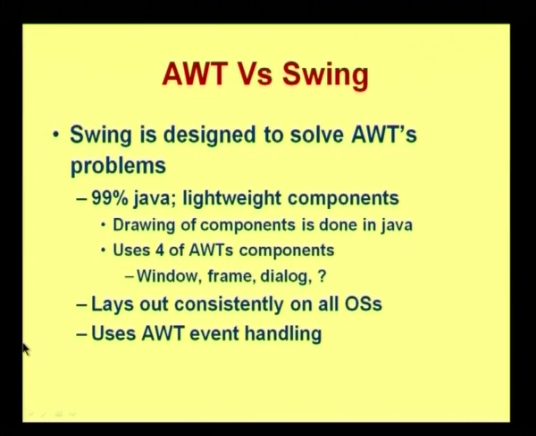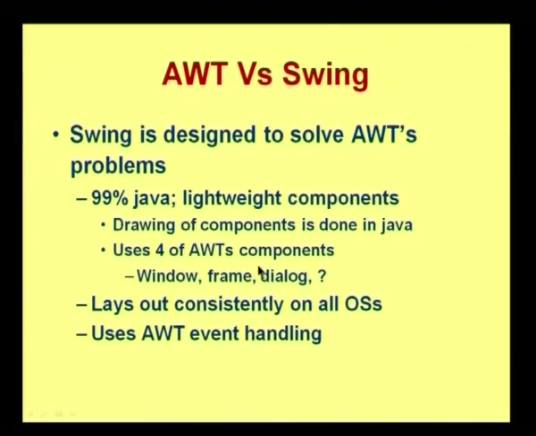Whereas you can see that there is another package called Swing. This Swing package is an additional package that comes along with your JDK. Swing is designed to solve AWT's problems. It is 99% Java and uses lightweight components. So, it is not closely related to a particular OS or platform. It is purely Java, which is platform independent and architecture neutral. All those properties of Java, 99% of them, are included in your Swing components.